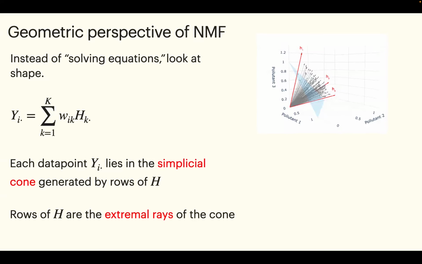So visually, this is what it looks like. If you have the 3 rows of H, they will form a cone, and each data point that you're getting is a non-negative linear combination of the rows of H. So they will lie in the cone that is generated by these 3 red lines. And the 3 red lines are the corner lines of the cone, or the extremal rays.